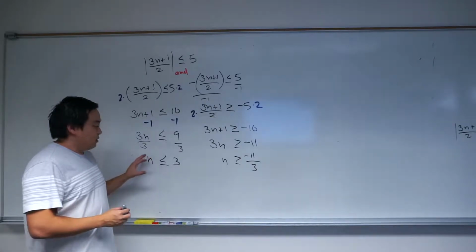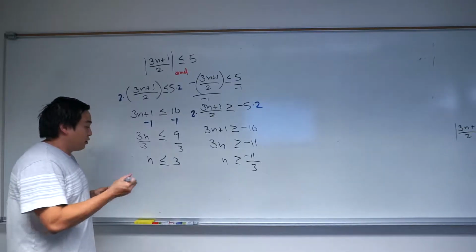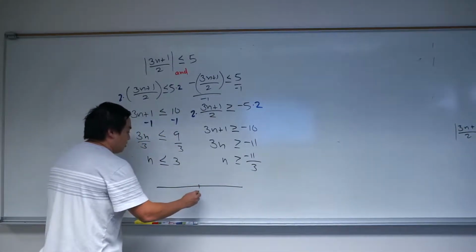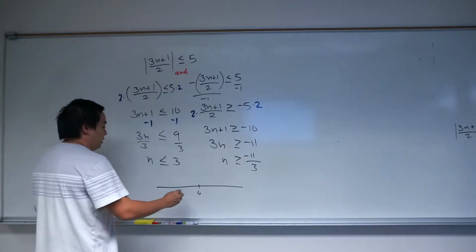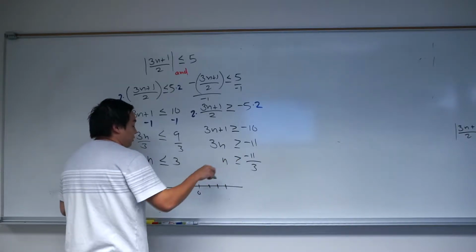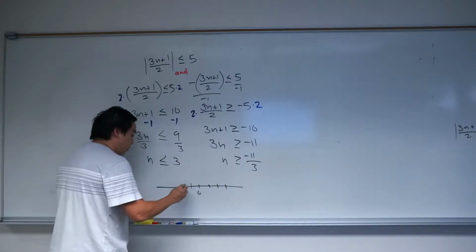Yep. Again, get to this point where we have the inequalities, and then write it out on a number line. So we have 1, 2, 3. And then negative 11 over 3 is a little bit under negative 4.